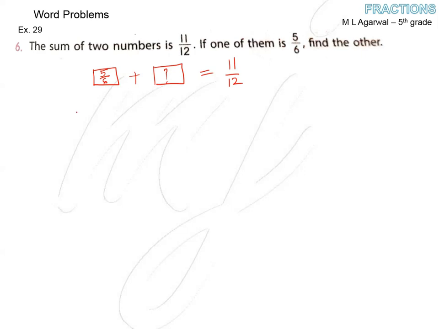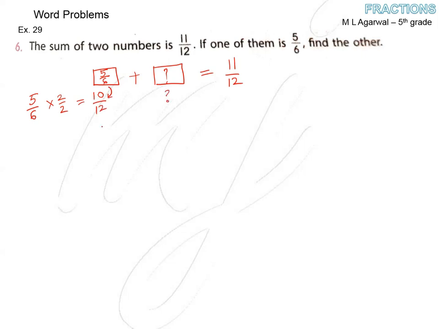Now you see that 5 upon 6 and 11 upon 12 both are unlike. So I will try to convert one into the other. I will convert 5 upon 6 to a like fraction with denominator 12. If I multiply the denominator by 2, I will get it. So I will multiply by 2 upon 2. So this fraction becomes 10 upon 12. I have to find the other fraction now.